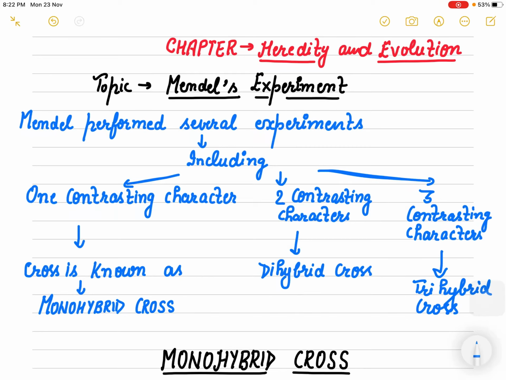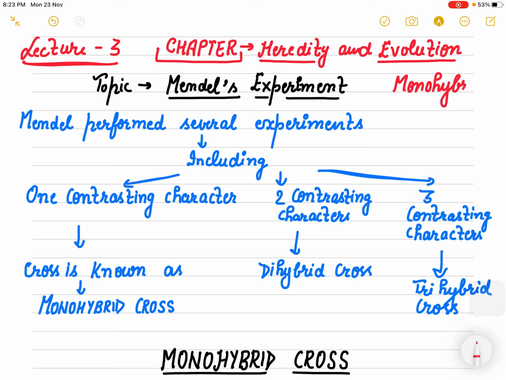So, here today we are going to discuss lecture number 3 from the chapter Heredity and Evolution. We are back after our long vacation. In my third lecture, I have taken a single topic, and that is a cross, which is very important for you, and this will ensure your 3 marks in your examination, because there are two crosses in your syllabus, that is monohybrid and dihybrid cross.